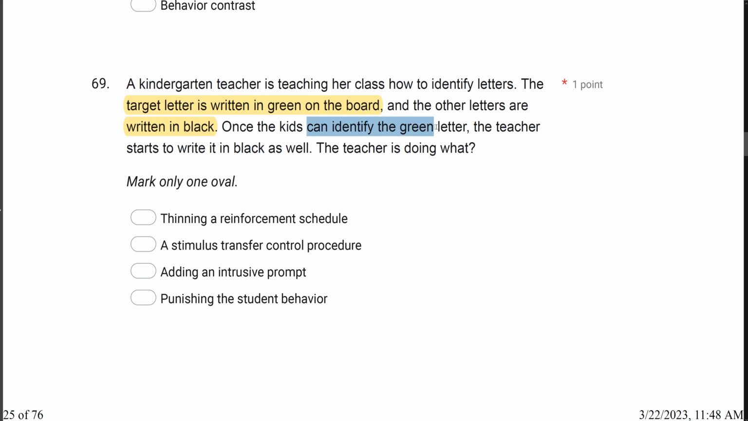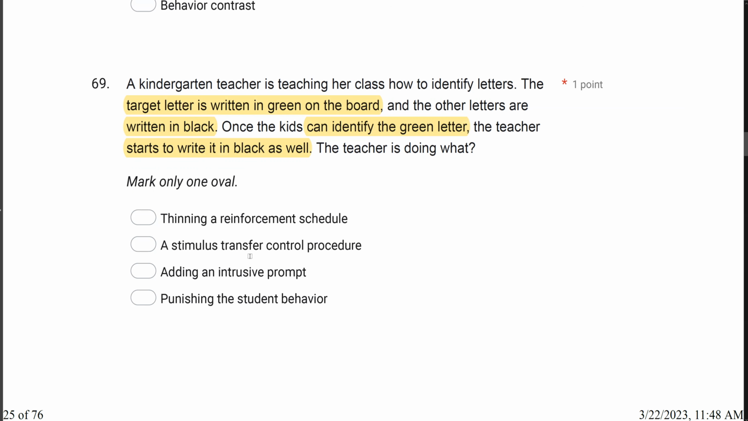Once they can identify the green letter, what does she do? Well, she starts to write it in black as well. She's faded that green out. If we look at our answer choices, fading a prompt is not in there, right? We have adding an intrusive prompt, but she's not adding anything more intrusive. She's removing a prompt. She's not punishing student behavior. We're not talking about reinforcement. She's not thinning anything. What is she trying to do? Well, she's trying to transfer control from the green letter to the black letter.